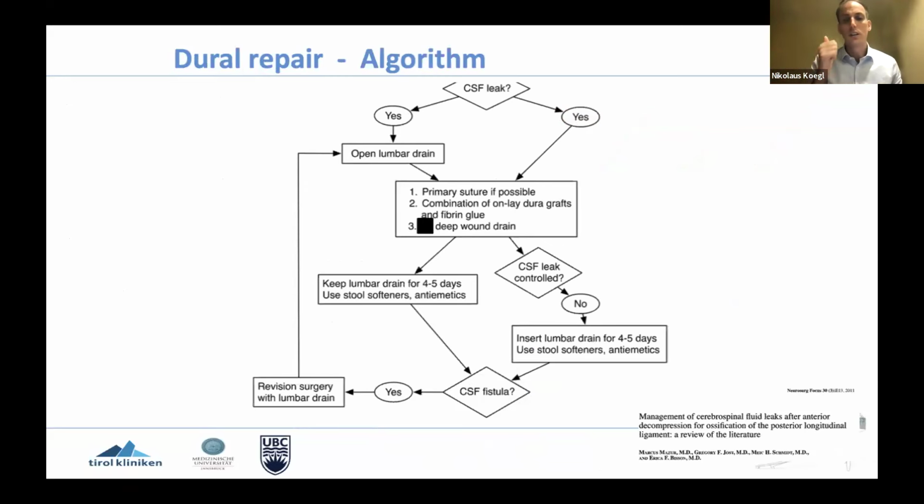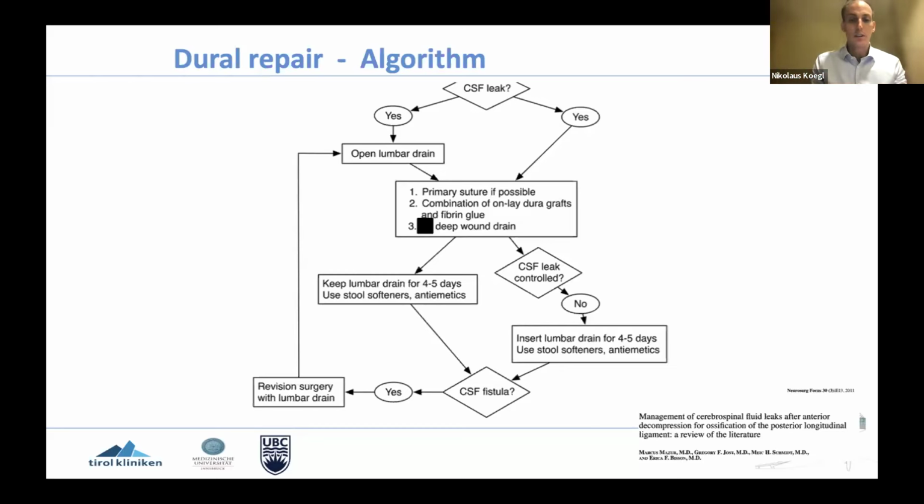If you have a CSF leak, try the primary suture first. Use a combination. It definitely increases your quality of closure. I do personally like to use a deep wound drain, and that can even stay in for a bit longer. You may use antibiotics for coverage, although there are contradictory data for that. If it's controlled, perfect. If not, think about adding a lumbar drain.